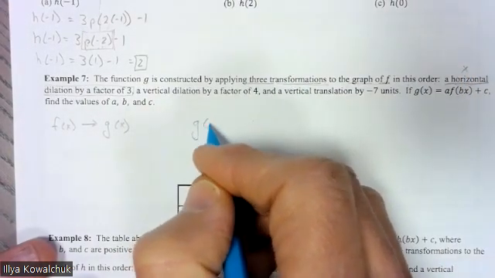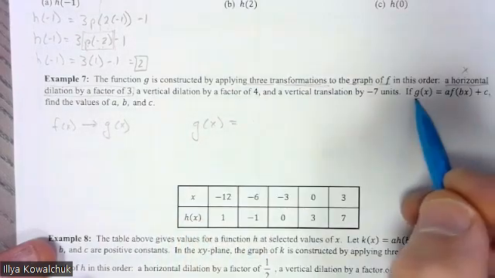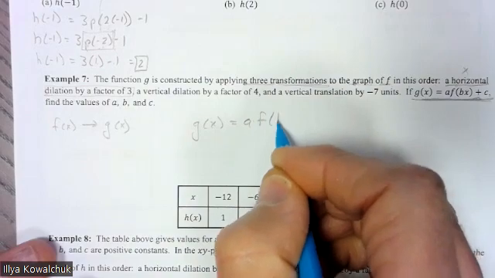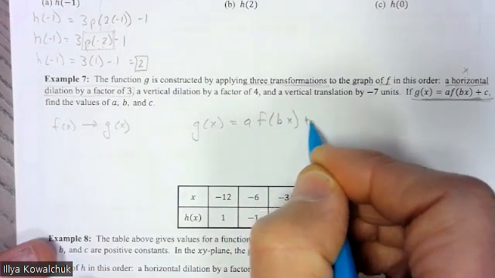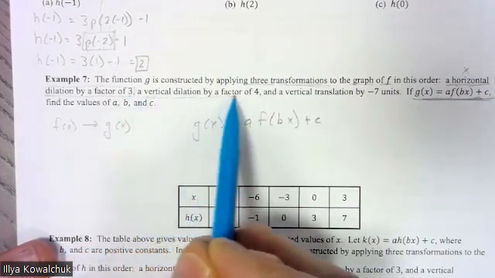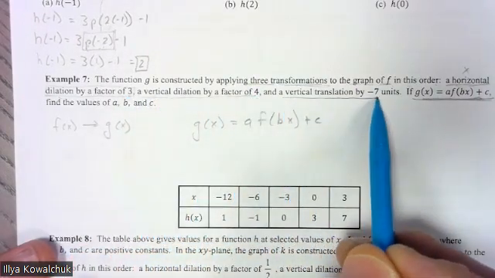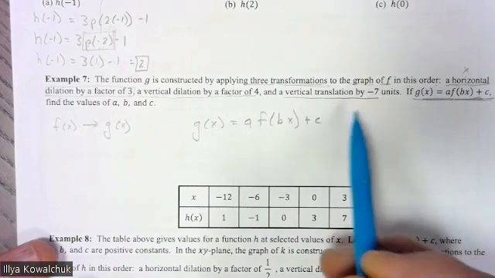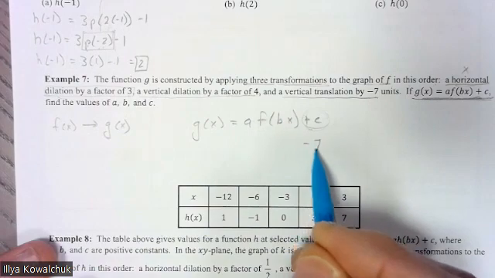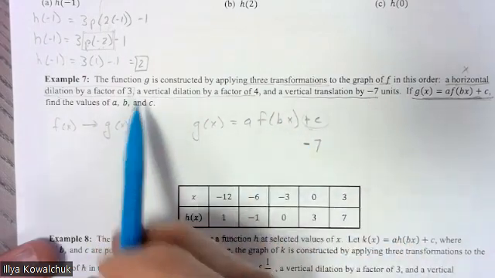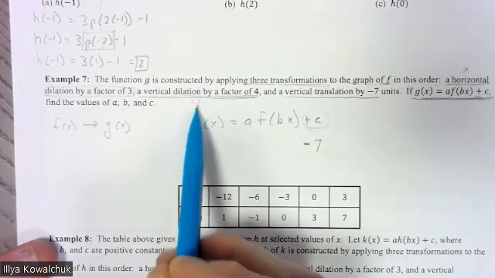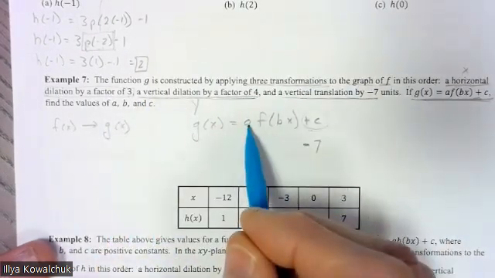So g of x equals, oh, they give us this form down here, so I've got to follow that. A f of b of x plus c. Horizontal dilation by a factor of 3, vertical dilation by a factor of 4, and a vertical translation by -7. Right away, we remember our vertical translations are going to be down here, so we can put that -7 right there. And then the vertical dilation, remember, if it dilates the y, that's going to be outside the parentheses. So that's going to be here.